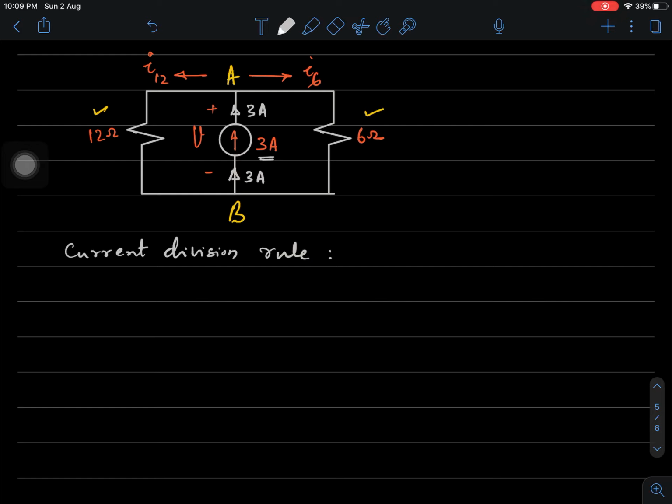So, how do we do it? The current through 6 ohms, which we have designated as I6, is equal to the total current that comes out of the source multiplied by the resistance of the other parallel branch, that is 12, divided by the sum of the 2 resistances. It is a simple computation which gives you the current to be 2 amperes.